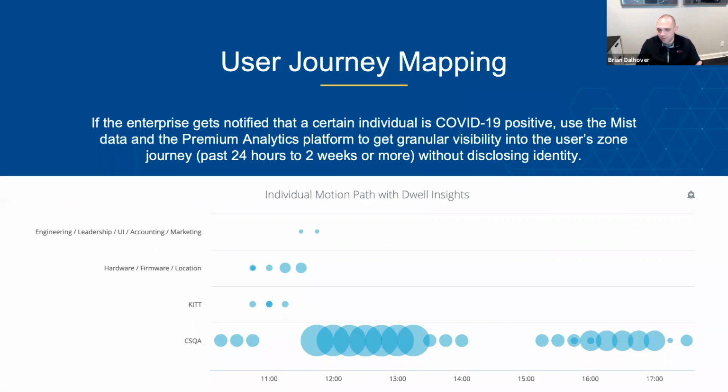We're using an office building here, so you can see that we had someone visit the engineering and leadership, accounting and marketing areas, but they weren't there very long, based on the size of the dot, which represents proximity of time. But then when we go over to where we store our hardware, you can see that it starts to increase. But most of our time was spent down in an area that's labeled as CSQA. We can see where people move throughout the building and how long they stay in each area. So that's the first thing.